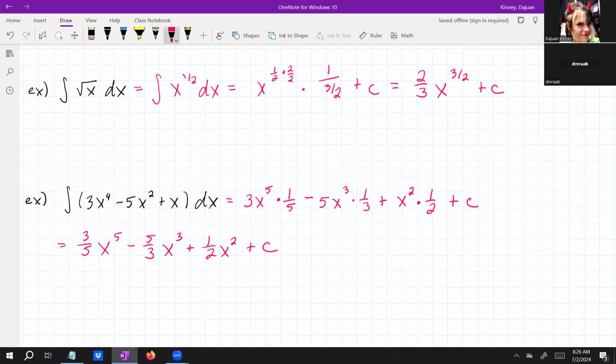Okay, and again, we can eyeball this, and yeah, it's going to turn back into our original function, which is good if we were to take the derivative.